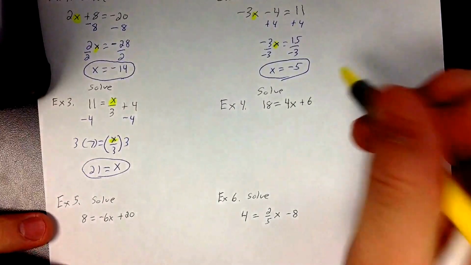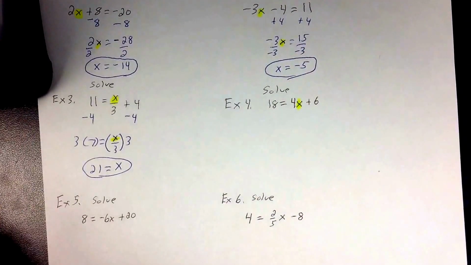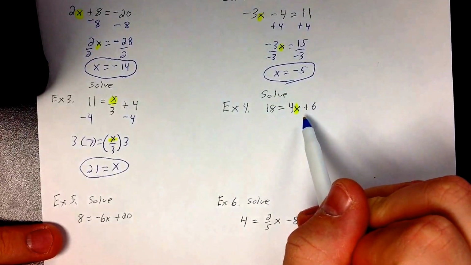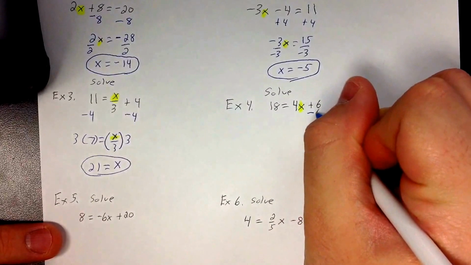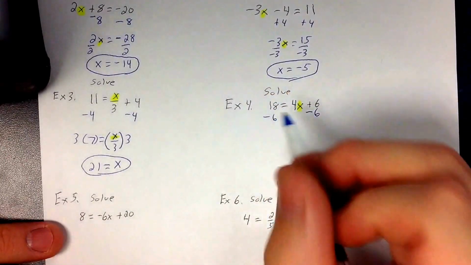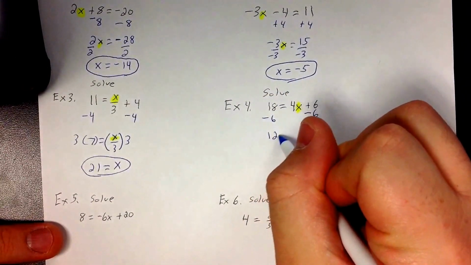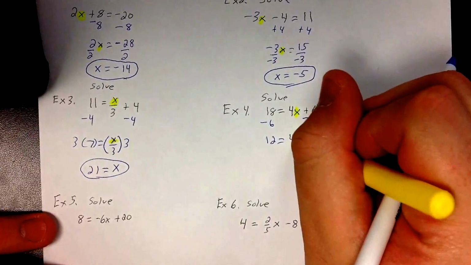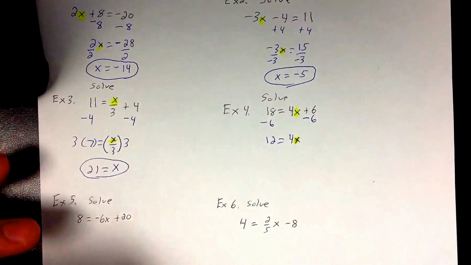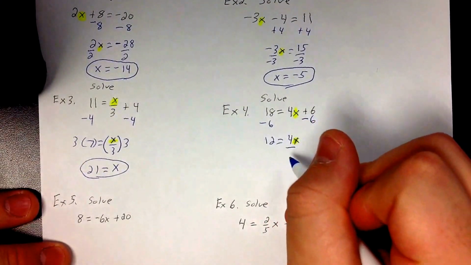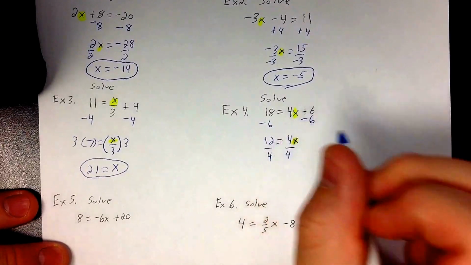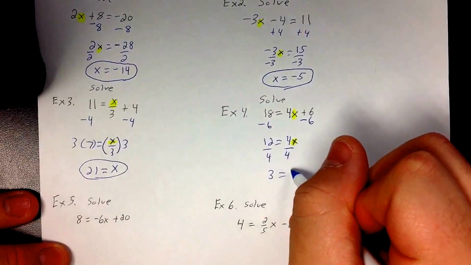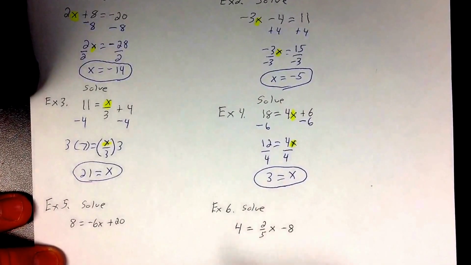Example 4, it's an equation. The variable's on the right-hand side. So again, on the right-hand side, I look to get rid of addition or subtraction, which is addition this time. So the opposite of addition is subtract. 18 minus 6 is 12 equals 4x. Again, the variable is not by itself, so I'm not done. So 4x means 4 times x, so the opposite would be to divide both sides by 4. 12 divided by 4 is 3 equals 4 divided by 4 is just 1, so I have 3 equals x.